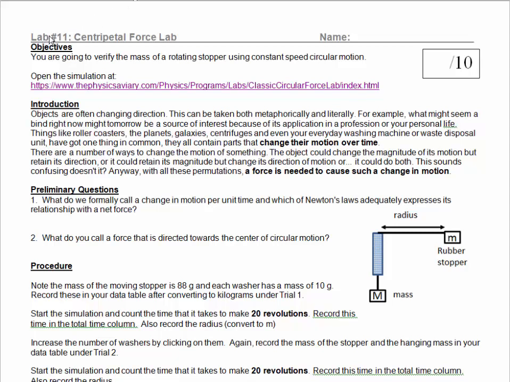Okay, this is the introduction for lab number 11, and this is a lab on centripetal force. It has a little more calculations than usual, so I hope that you are watching it. First thing you're going to do is open up this simulation right here, and we're going to be spinning things around in a circle, and we know that things that go around in circles are going to experience what we would call centripetal force.